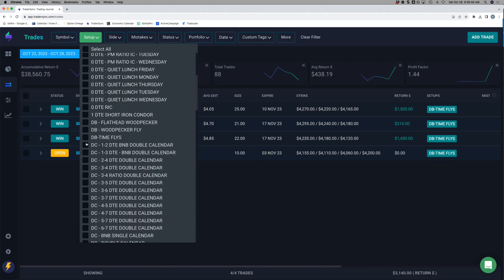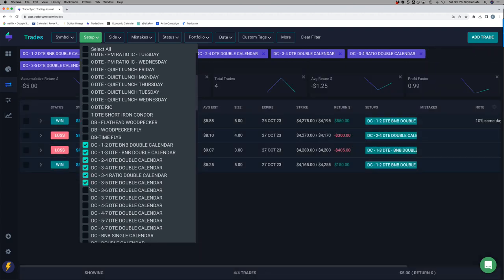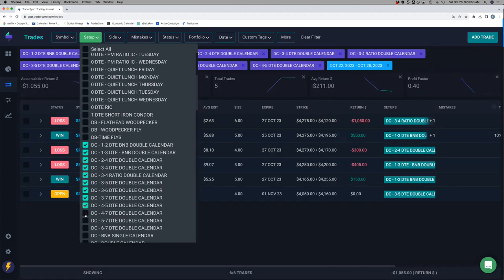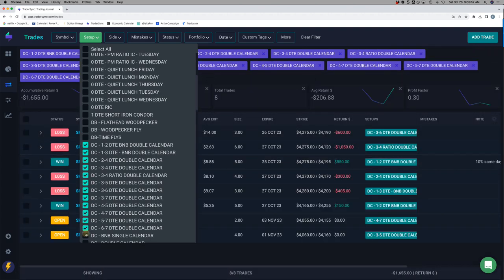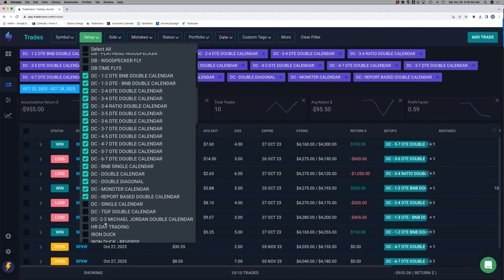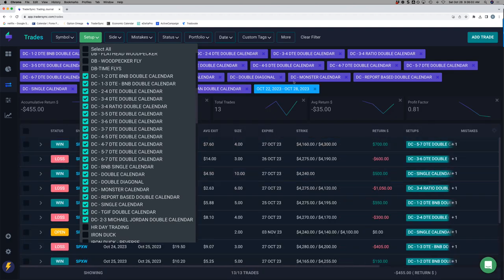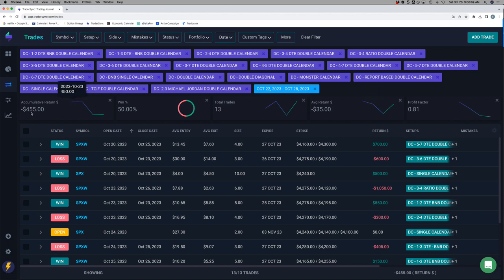And then on dynamic calendars, I believe we were slightly red for the week, down like $400, I believe. Let me check all these, make sure we get them all. My list keeps growing, so I get to do more clicks. Minus 455 in the week.